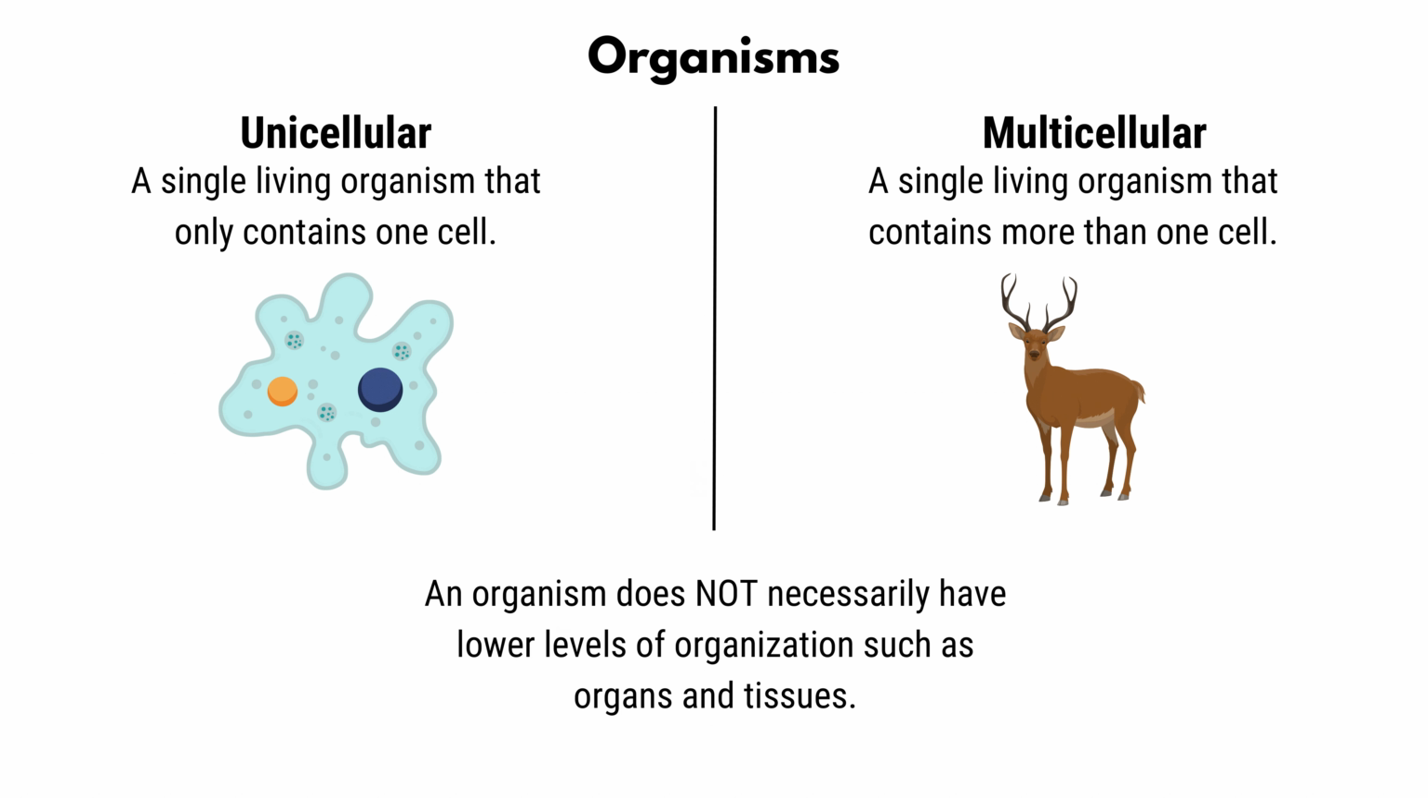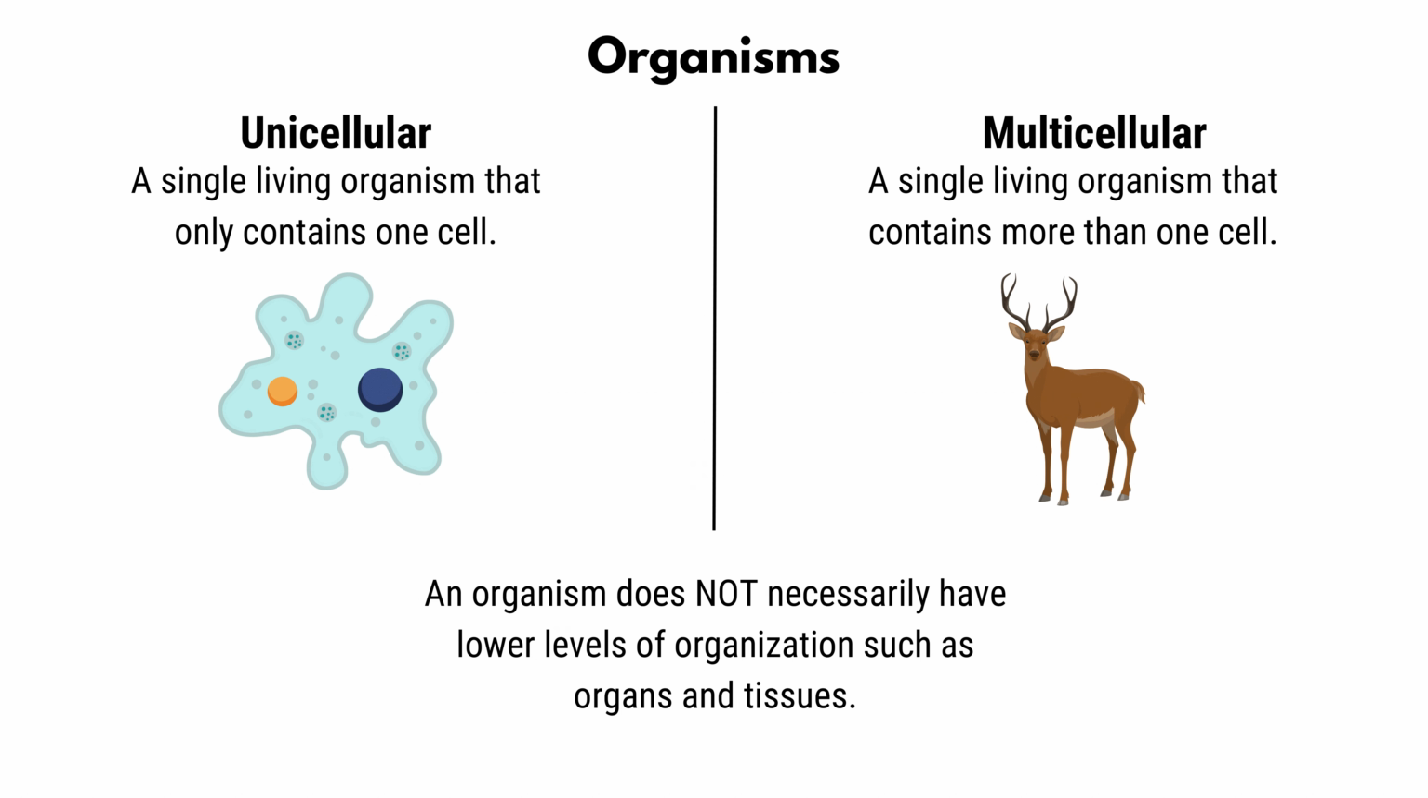So, for example, we have like the paramecium, we have an amoeba, and we have bacteria. They're all living organisms, but they only have one cell. Now, for multicellular organisms, they obviously are the same thing, but they contain more than one cell. For example, we have like a deer as shown in this picture, and you yourself. You are an organism made up of many, many different cells.